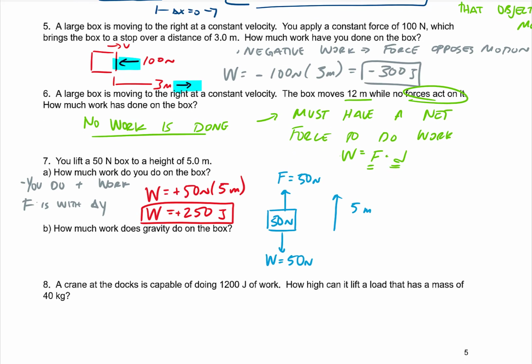For gravity, looking at gravity, that's going to be negative work. Gravity does negative work. mg is opposite delta y. So the work done by gravity in this situation is negative 50 newtons times 5 meters because they're in opposite directions. So the work done by gravity is negative 250 joules.